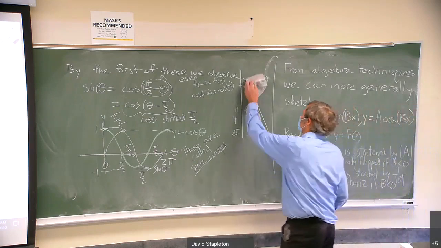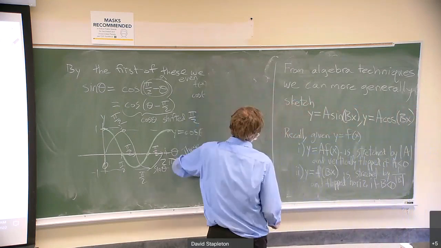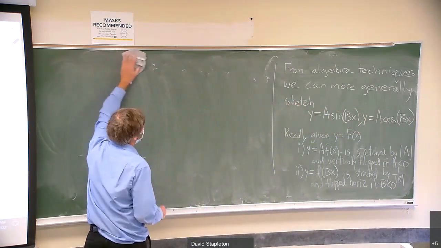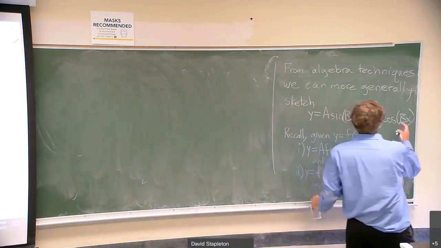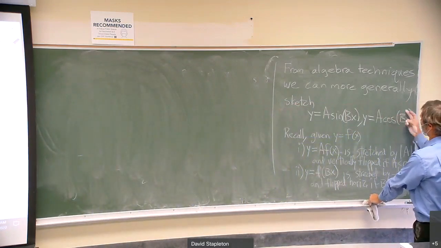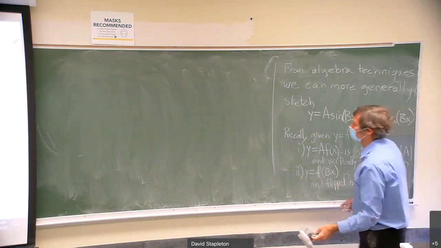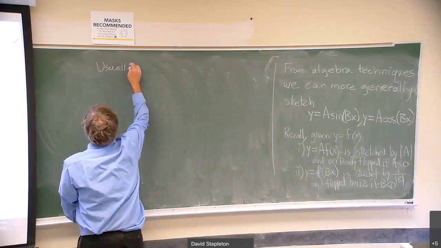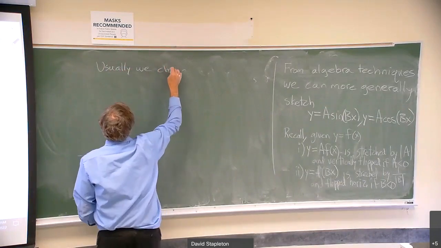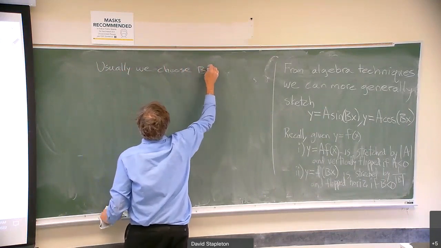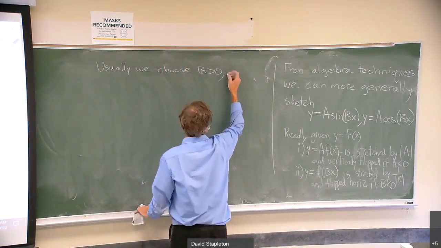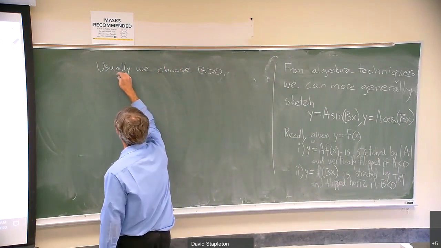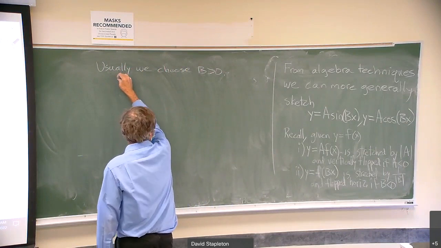For our applications, we're going to be able to pretty much assume that b is positive. Okay, so we will usually assume that b is positive. The reason being that if b is negative, you can use the odd properties to make the minus go away, or come outside and put it on a. So that's what's going to happen. Usually we choose b positive, because we can.